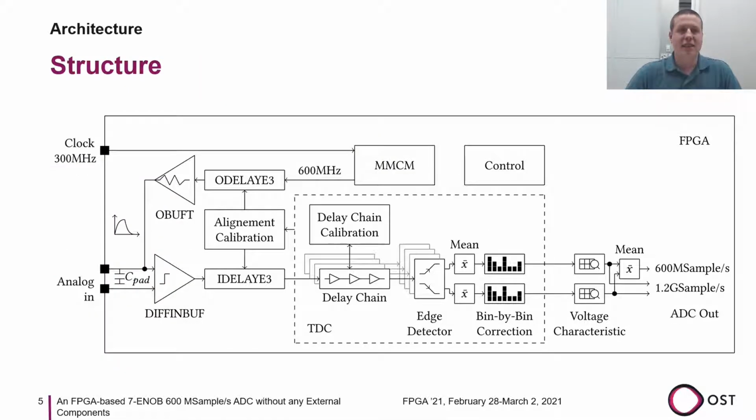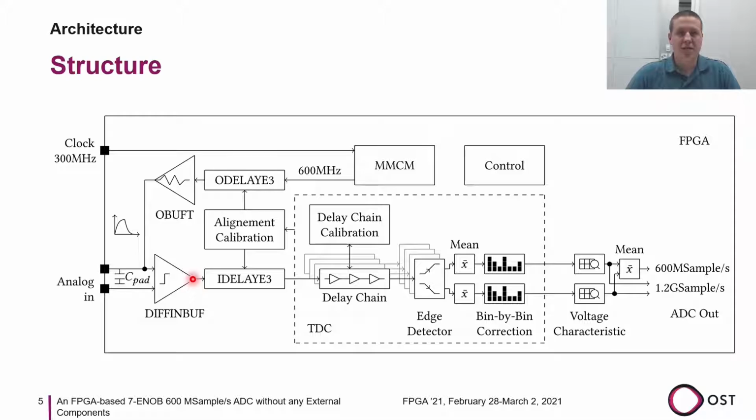To answer this question, we will first have a look at the architecture of our ADC. A mixed-mode clock manager creates a 600 MHz clock. This clock is routed to an output delay and afterwards to an output buffer. This output buffer is connected to one input of an LVDS comparator. Note that this connection is made inside the FPGA. The analog input signal which shall be measured is connected to the other input from the comparator.